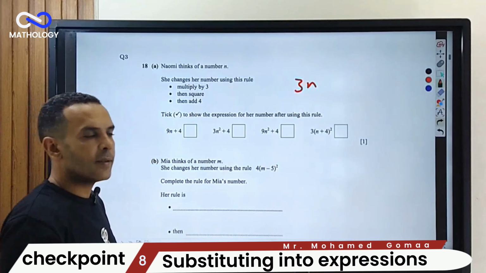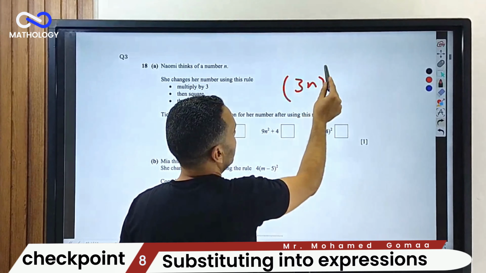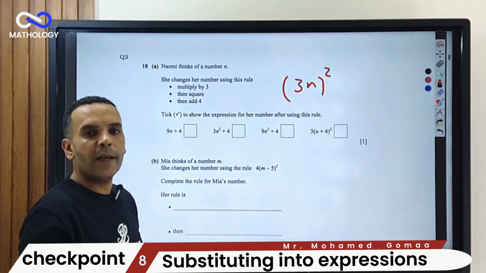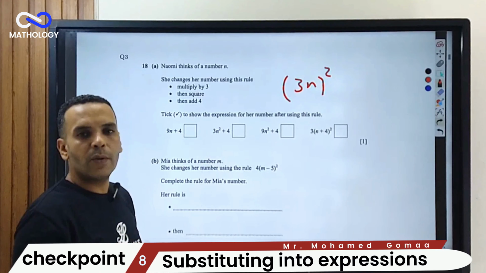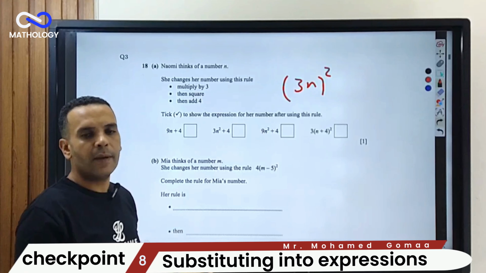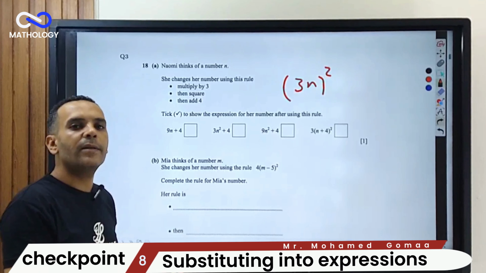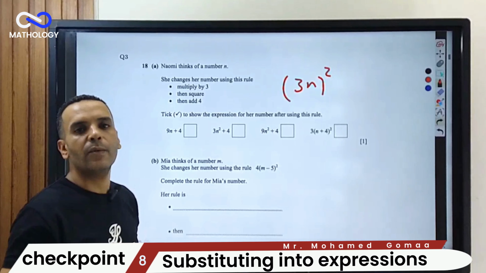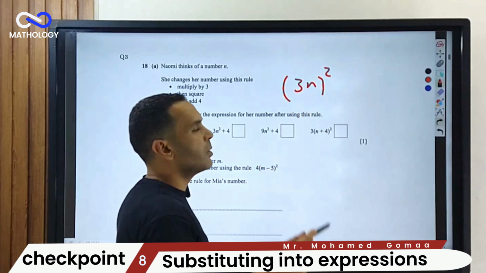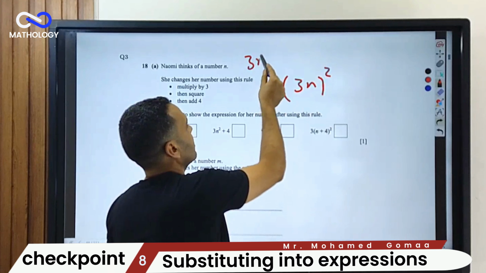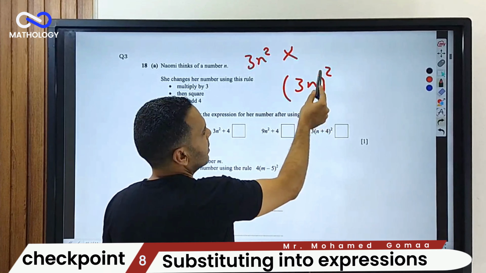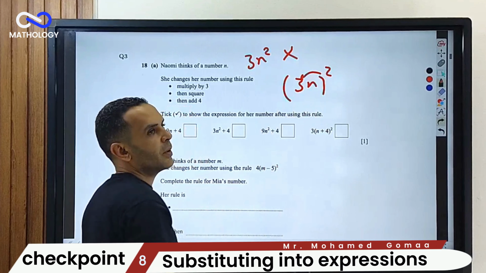Then square. As I said, square means power of 2. Put power 2 above the expression. 3n all power 2. Don't forget, power 2 means multiply the base by itself. 3n times 3n, which equals 9n power 2. Don't write 3n power 2 like this. Wrong. Why? Don't forget to put 3 power 2 and n power 2.